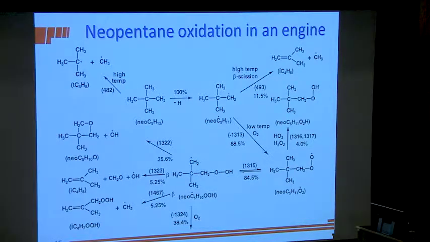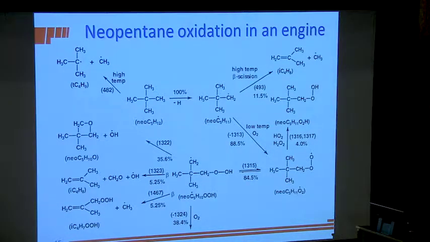But if you want to put maybe a red box around this species and highlight it, I would call it the fulcrum. It's really the fulcrum of whether you're going to get chain branching or propagation, and it's responsible for negative temperature coefficient behavior. This species here in neopentane.